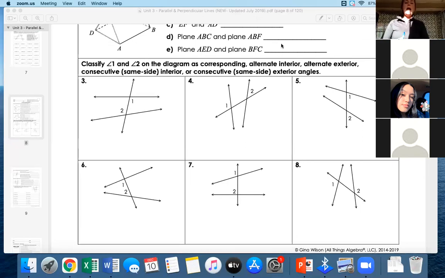So we wanna look at this diagram right here and determine what kind of angles these are. So if you need to pull up your vocabulary words from last class, you can. Just remember, we are only looking at where this 1 is and this 2. So what kind of angles would we call these? What kind of angles would we call angle 1 and angle 2? Great job. Alternate interior.